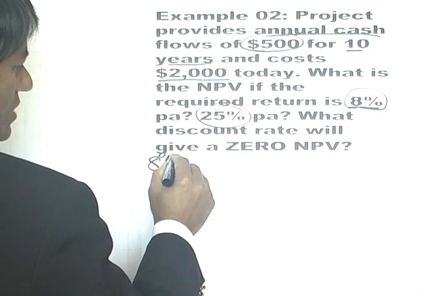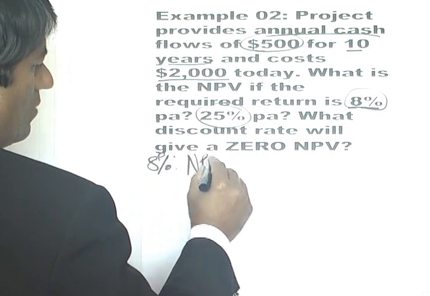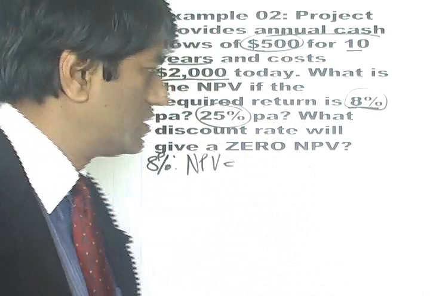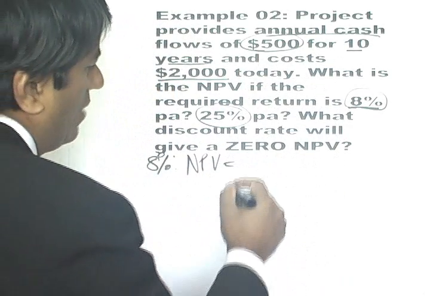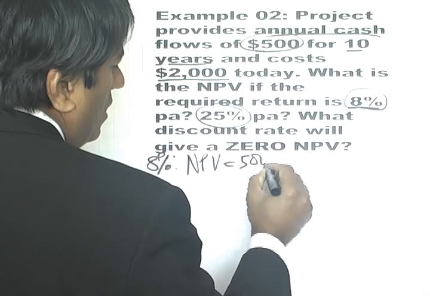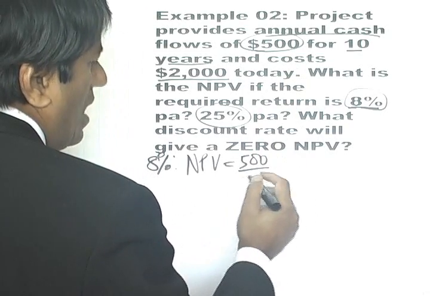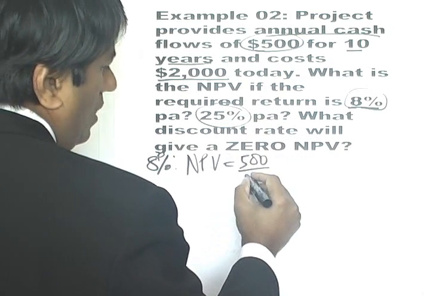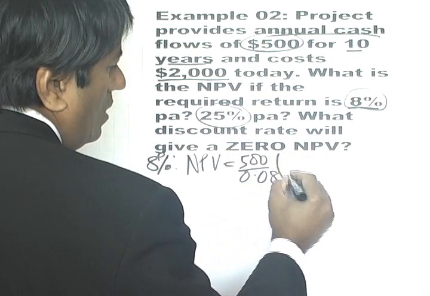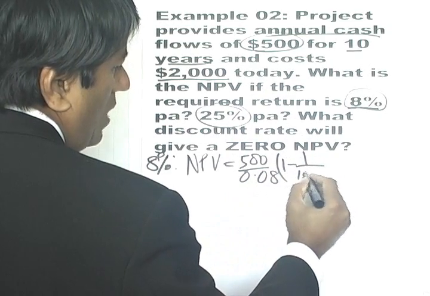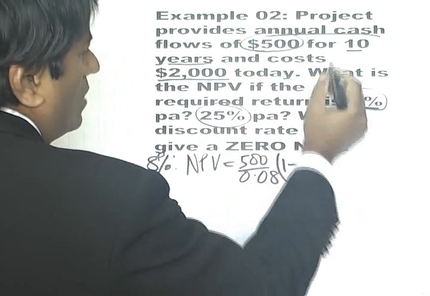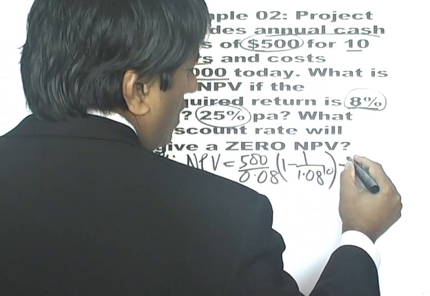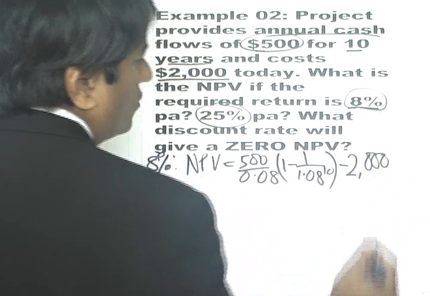when it's 8%, we will have NPV to be the discounted value of revenues minus costs. Now the revenues are actually an annuity, so you can write out the annuity 500 by the discount rate is 8% into 1 minus 1.08 to the power 10. So that's the value of the annuity minus the initial outlay of 2000. So that should give you the NPV.